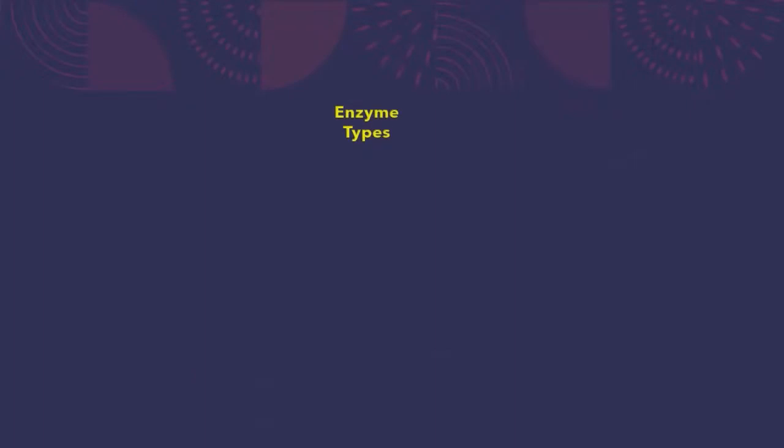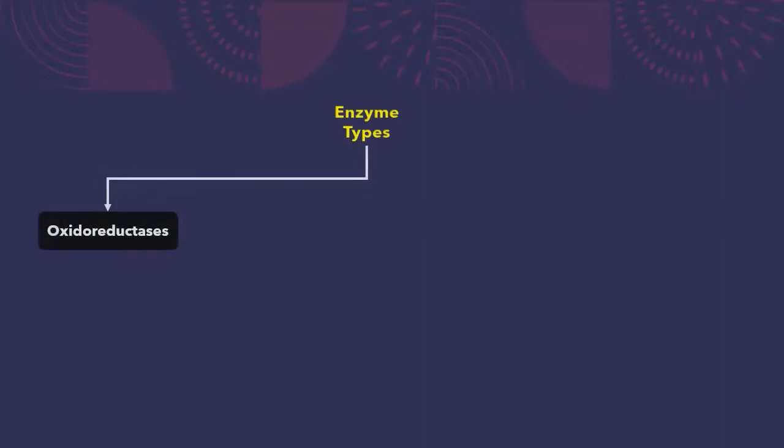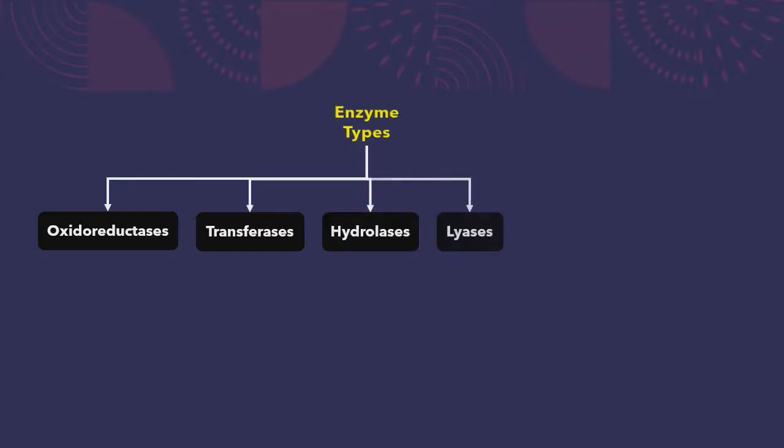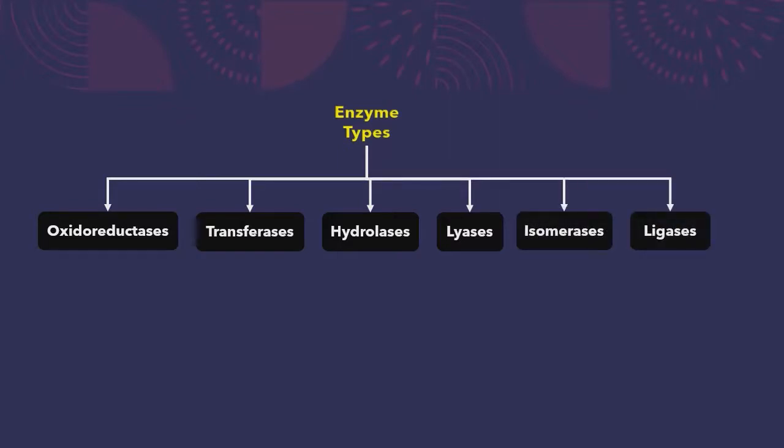So what are the six types of enzymes? We have the group of oxidoreductases. Another group is transferases. Another one is hydrolases, the lyases, isomerases, and finally ligases.